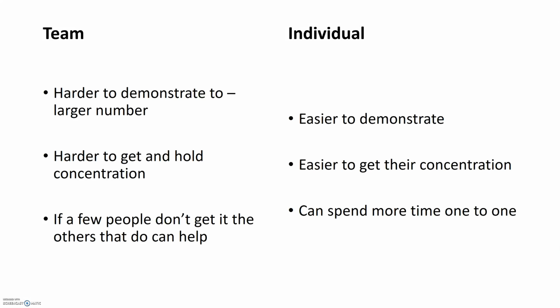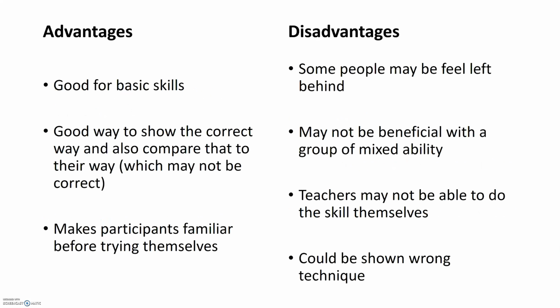However, they don't have other teammates to motivate them and keep them going. So the advantages and disadvantages of this technique. The advantages are that it's very good for basic skills as anyone can kind of show them. It's a good way to show the correct way and also compare what their way might be, which might not be correct. So if they're doing it wrong, you can show them what they're doing and then show them the right way and get them to pick out what they think is wrong about their way. It also makes participants familiar before they actually try the skill technique themselves.